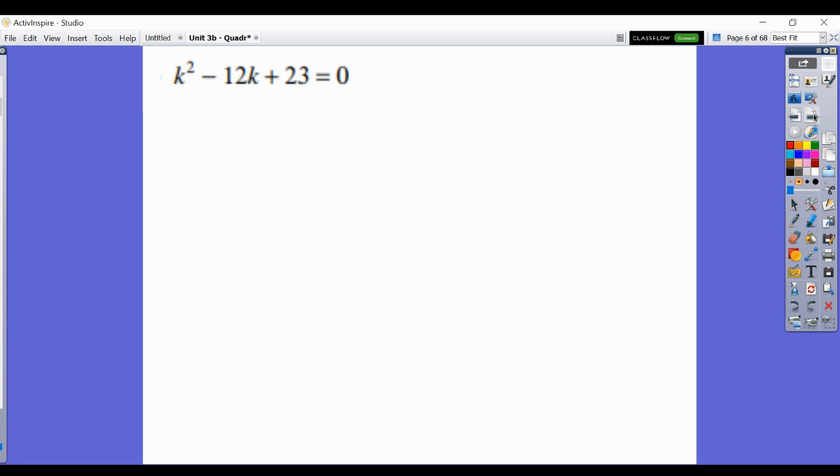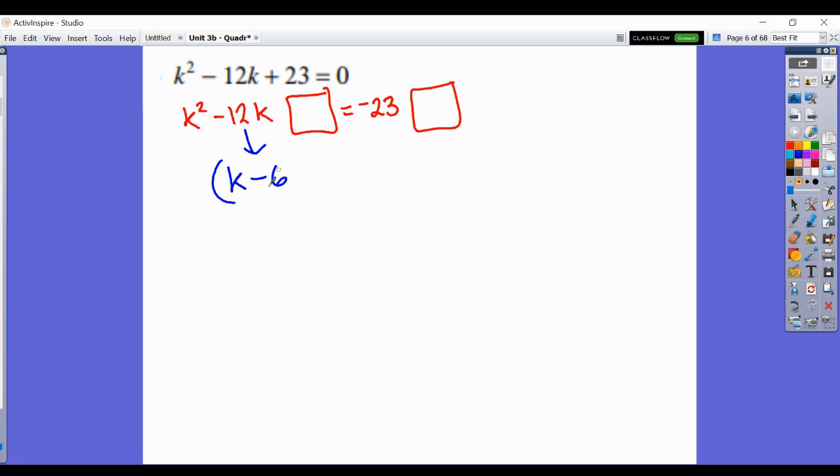All right, our next example has a minus in it just to show you, but all of the steps are the same. So we've got k squared minus 12k. We're going to move the 23 over to negative 23 on the other side before we decide what goes in the box. To figure out what goes in the box, remember, we take half of this number, and we can even write it the next step as we go. When we cut it in half, we get negative 6. When we square it, we get plus 36.